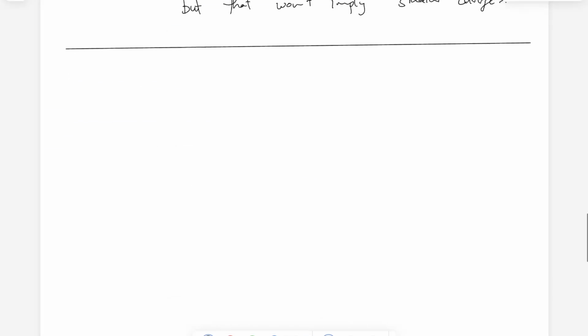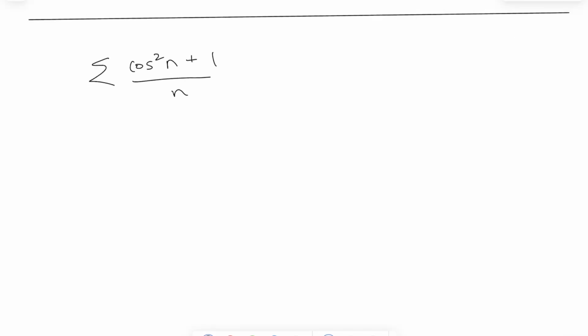And then we'll talk about a variation on the comparison test. Cosine squared n plus 1 over n. All right? I don't know about you. When I see a trig function in there, the sine or cosine, I'm not into that. I like to see powers of n. That's a p-series. And I like to see n inside the exponent. That's a geometric series. But these kinds of trig functions, I don't like that at all.